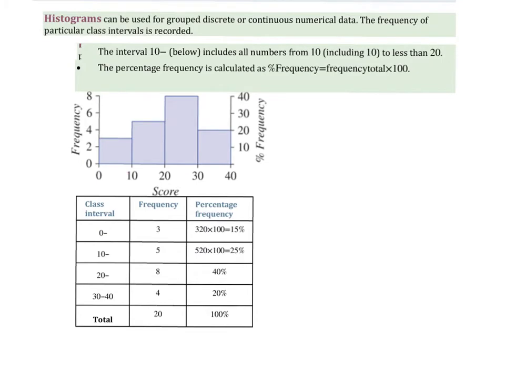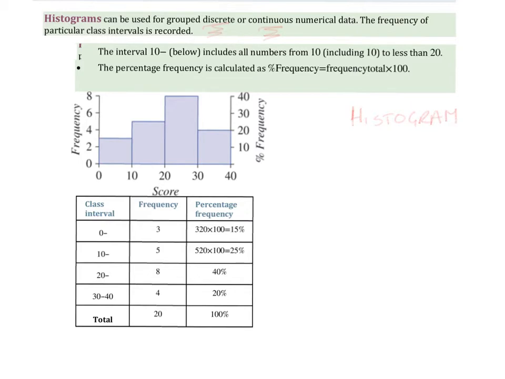In this example, we're looking at numerical data. Numerical data can be discrete or it can be continuous. We already know that. And the way that we actually display numerical data is to use a histogram.